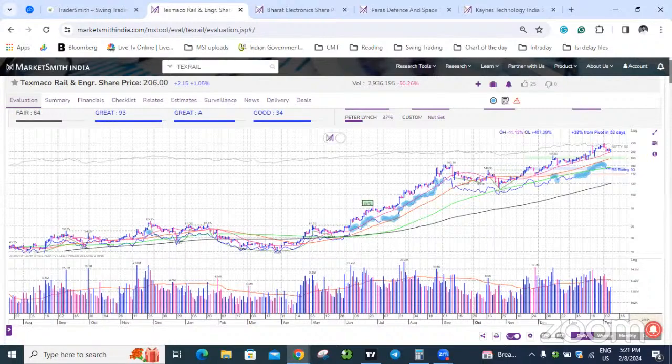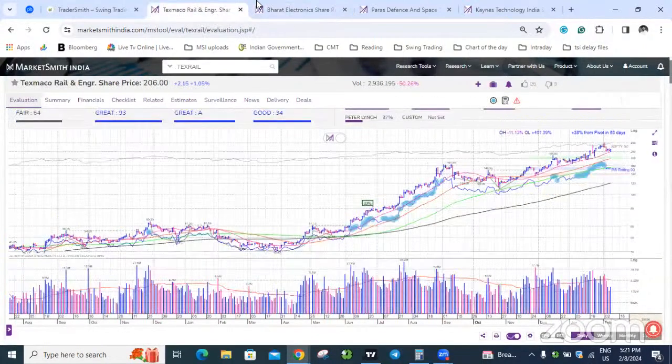So one can draw an upward sloping trend line from the low of 26th October, and if it breaches this trend line and remains trading below that, then one can take an exit from it. Otherwise, one can remain invested in this stock. After considering the momentum, especially on the daily chart, I'm expecting some sort of sideways action in the coming days and weeks in Texrail.